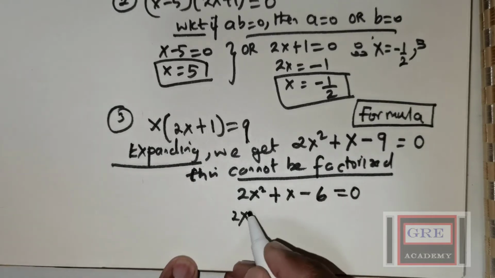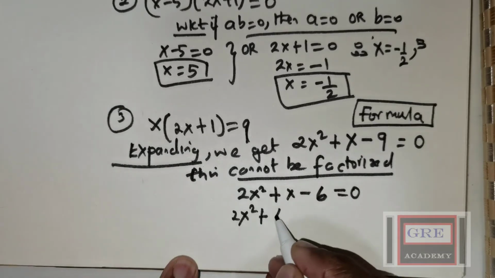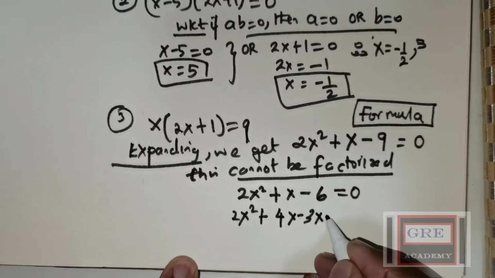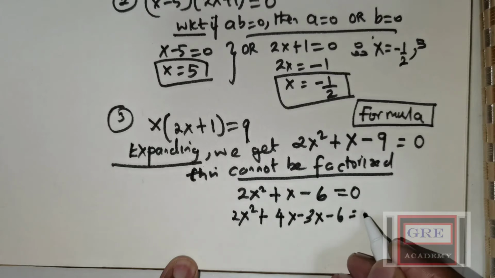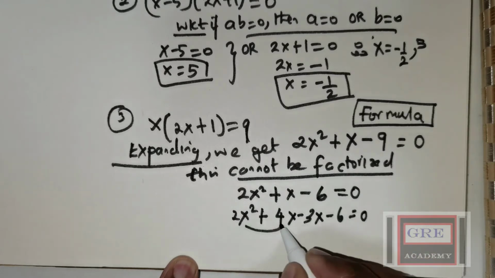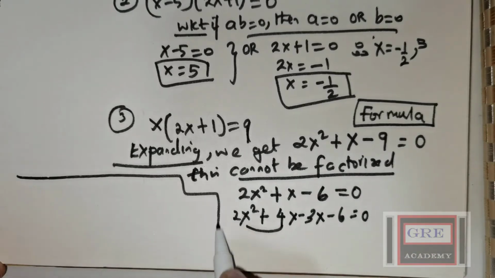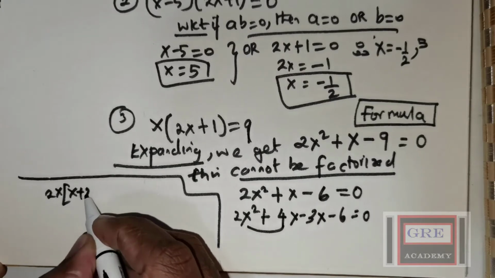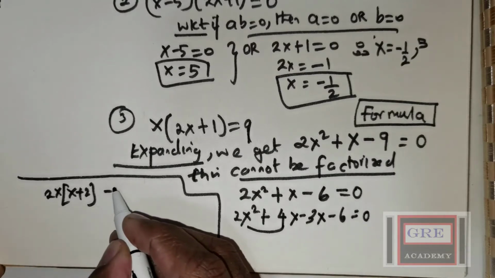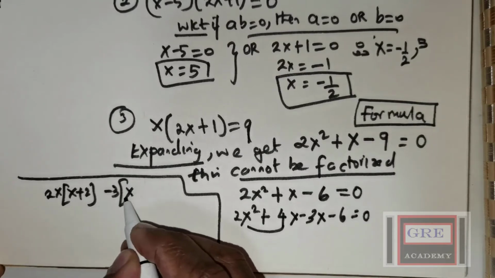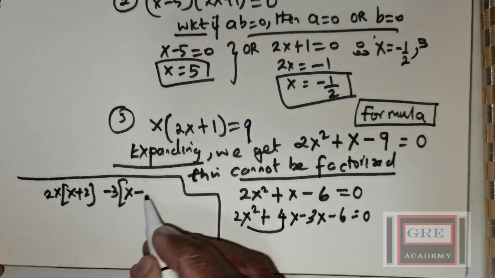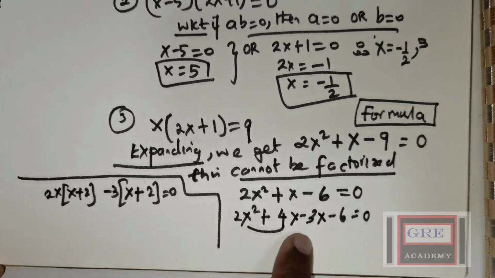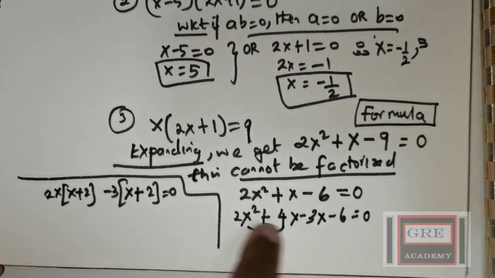can rewrite this as 2x squared positive x can be rewritten as 4x negative 3x followed by negative 6 equal to 0. Now these two can be clubbed. I'm using the space here. I can take 2x out, and that would give me x positive 2 here. I can take negative 3 out, and that would give me x positive 2 equal to 0. Negative 3 times x would give me negative 3x. Negative 3 times 2 would give me negative 6.